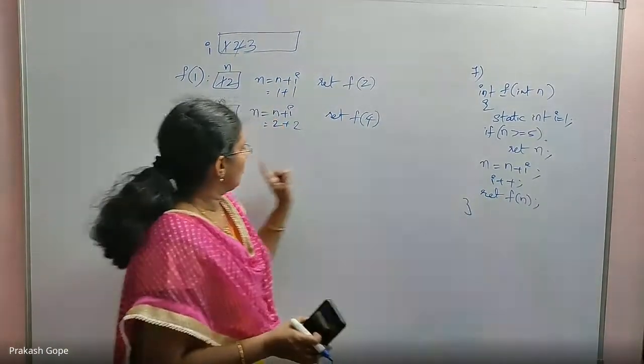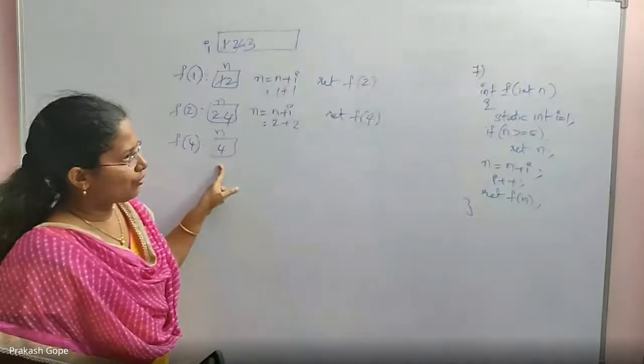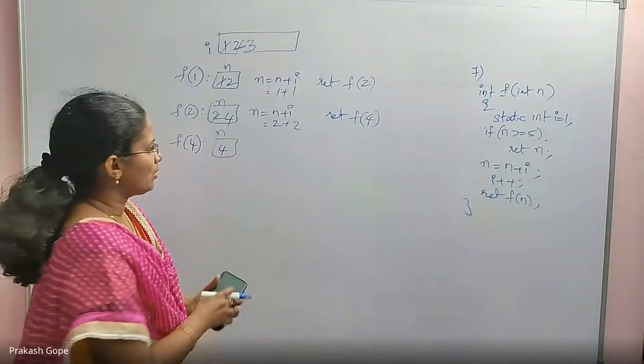Okay, now we are in this function call. So 4 greater than or equal to 5 is false. So n equal to n plus i.